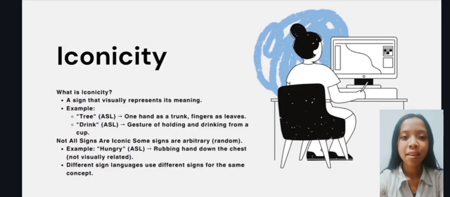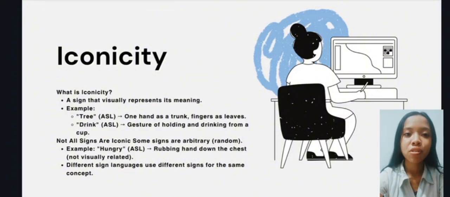But not all signs are iconic. Now, here's the thing. Not all signs in sign language are iconic. Some are totally random or arbitrary, meaning they don't look like their meaning at all. For example, in American Sign Language, the sign for hungry is just rubbing your hand down your chest. It doesn't really look like hunger, so you wouldn't guess it without learning. Plus, different sign languages have their own version for the same concept. The sign for tree in ASL is totally different from the one in Chinese Sign Language.